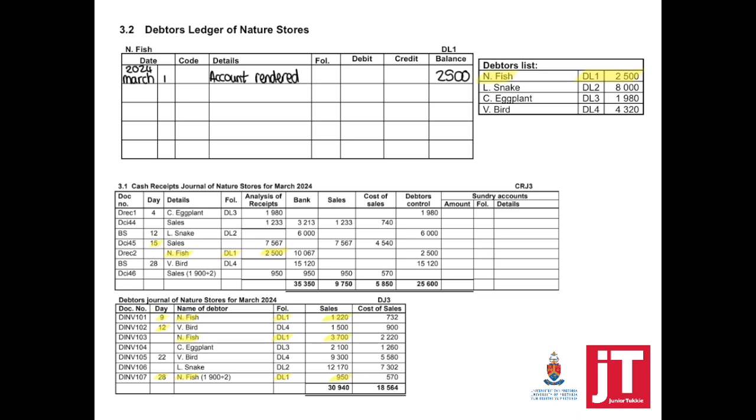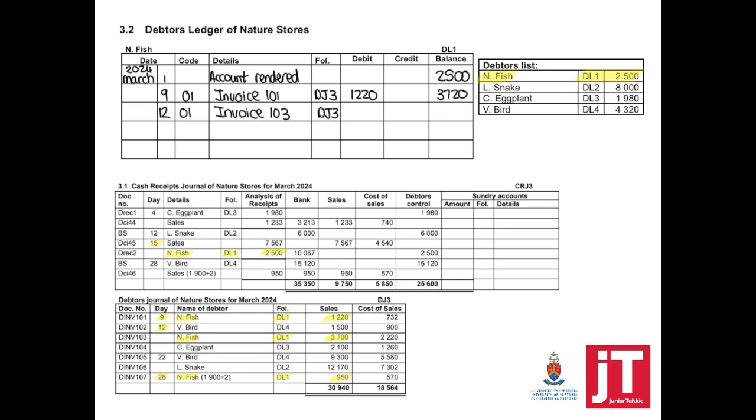So the first transaction happened on day 9 from the debtors journal. My code is 1 because this means credit sales, invoice 101, and I only care about the selling price in the debtors ledger. What is the amount that this debtor owes me? Debit 1,220, so my new balance is 3,720. Why debit? This is a current asset. Debit means plus, credit means minus. So every time we're selling goods on credit, and you can study this, it will appear on the debit side. Our current assets will increase.